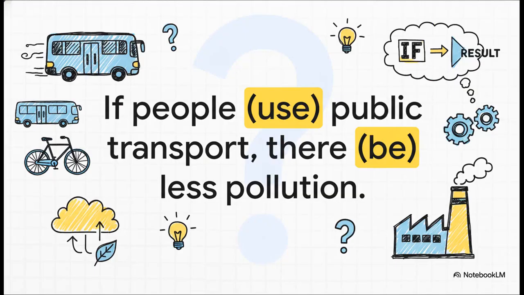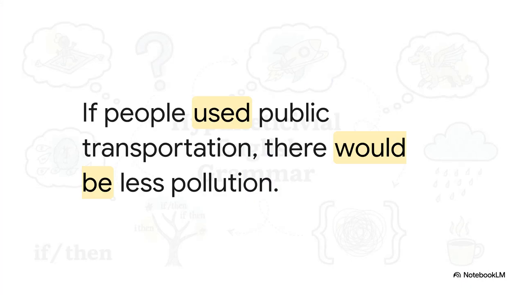Okay, pop quiz time. Here's our first scenario. Take a look at the verbs in the parentheses there. How would you fill in those blanks using our formula? Remember the two parts, the if clause and the result. I'll give you a second. And here's the answer. If people used public transportation, there's our simple past, there would be less pollution. And that's our imaginary result. See? A simple tweak to the words, but a really powerful idea.